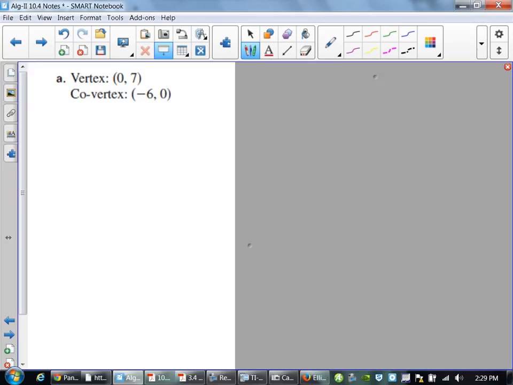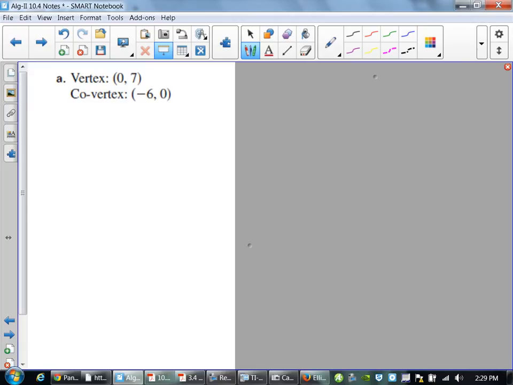All right, anyway, so if you go back to this, what I want you guys to see here is that you're going to be given information. You're going to be given vertex, covertex, focus, some combination of those three things. My suggestion, because it usually works, is to rough sketch what you have and then remember what each value stands for.